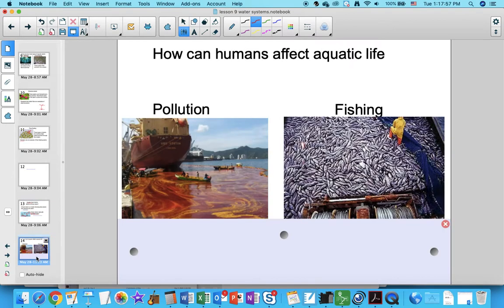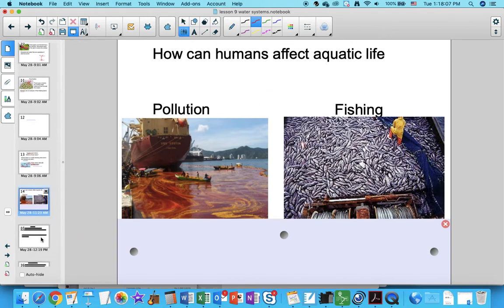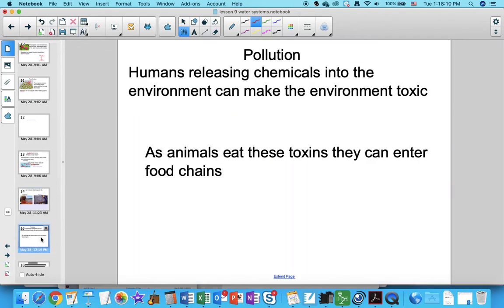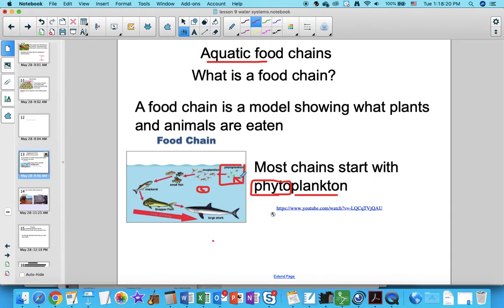How do humans affect aquatic life? Well, we've talked about pollution before, but also fishing, right? These two are the biggest factors that affect the environment in oceans, lakes, and rivers. Humans releasing chemicals in the environment can make the environment toxic. As animals eat these toxins, they enter the food chain. So as phytoplankton take in toxins, the zooplankton eat the phytoplankton, but then they take in those toxins, and so on and so forth. Over time, more and more poisonous material is building up in the food chain.